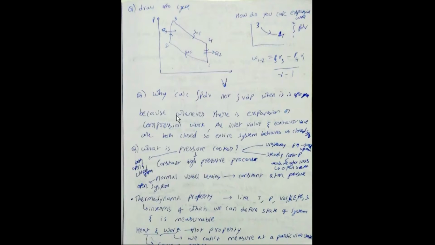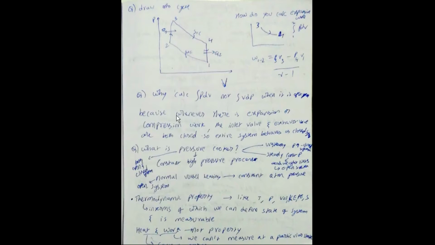Why is integral PdV calculated, not integral VdP, when it is an open system? Because whenever there is expansion or compression work, the inlet valve and exhaust valve are both closed, so the entire system behaves as a closed system. It is true that it is an open system and gas will enter, but during expansion or compression the valves are closed. What about a pressure cooker? It is both open and closed: as pressure increases, in unsteady state, it is a closed system. At steady state, with constant pressure, the dead weight lifts and allows mass flow, so it is an open system. Normal vessel heating at constant atmospheric pressure is an open system.